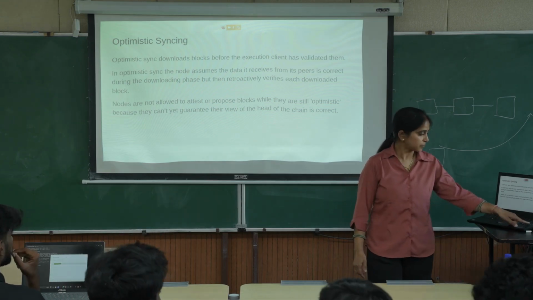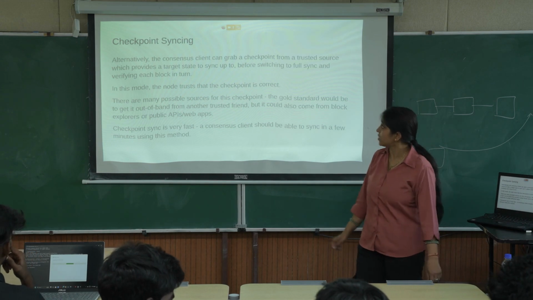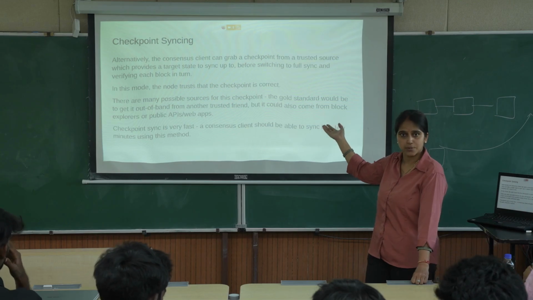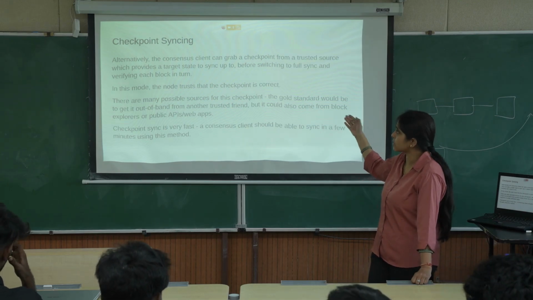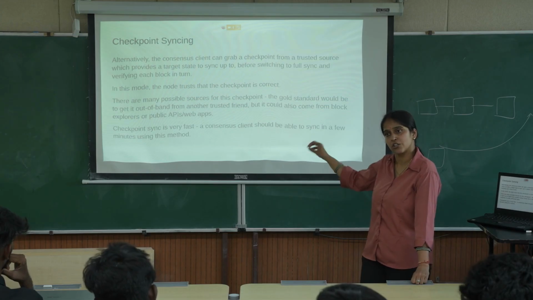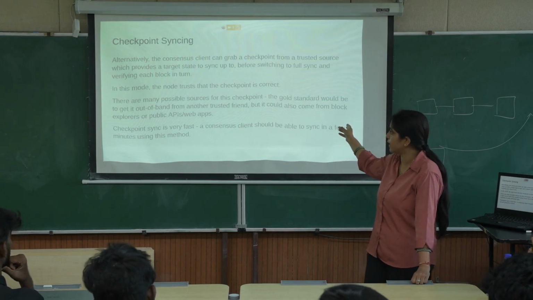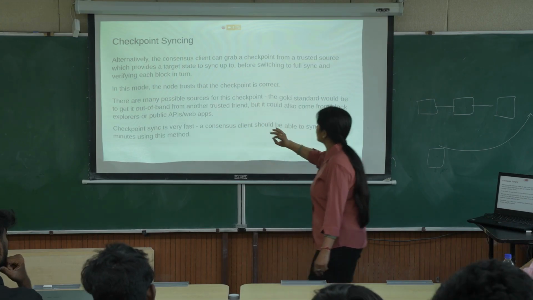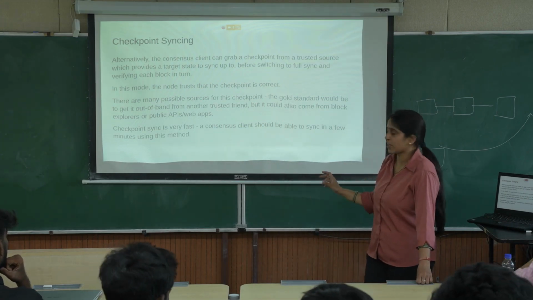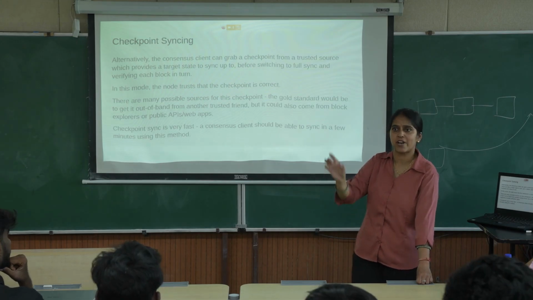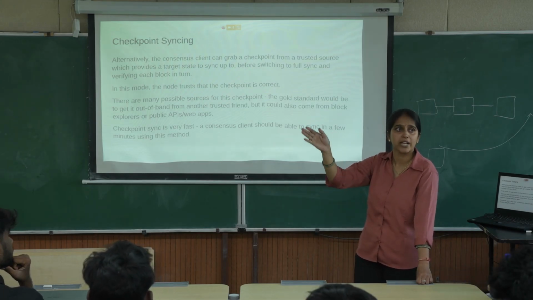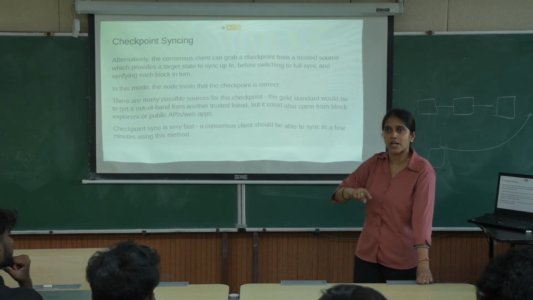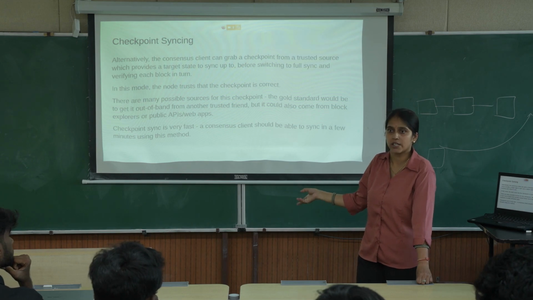Okay. Next is checkpoint syncing. The consensus client can grab the checkpoint from a trusted source which confirms that this synchronization is correct, now you can proceed. The node trusts that the checkpoint is correct. Checkpoint syncing is very fast because you are providing, after 10 nodes, this is the checkpoint, after 50 nodes there are the checkpoints. So your synchronization will be much faster in checkpoint syncing, okay?